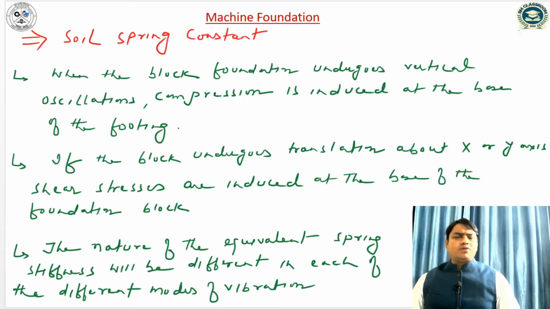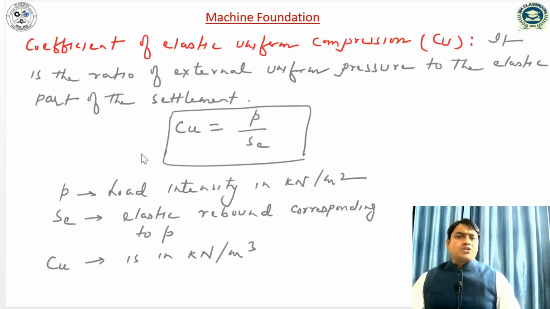When the block foundation undergoes vertical vibration, compression will be induced at the base of the footing. If the block foundation undergoes translation along the x or y axis, shear stresses are induced at the base of the foundation block. So the nature of the equivalent spring stiffness will be different in each mode of vibration, and this equivalent stiffness is related to different elastic constants like the coefficient of elastic uniform compression, coefficient of elastic uniform shear, coefficient of elastic non-uniform compression and coefficient of elastic non-uniform shear.